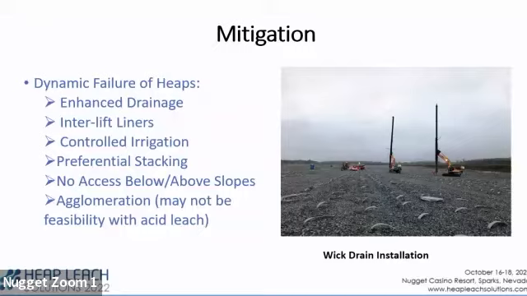I mentioned interlift liners. I won't go back into it. Some preferential stacking: keep your worst material away from areas where a liquefaction failure is going to hurt people. And if you can't do that, then make sure those zones don't have anybody there anytime you're irrigating that area. And I don't mean access restriction, I mean absolute prohibition on people being above or below the slope if it's in a liquefiable state, which means it's either under leach or it's recently been under leach.